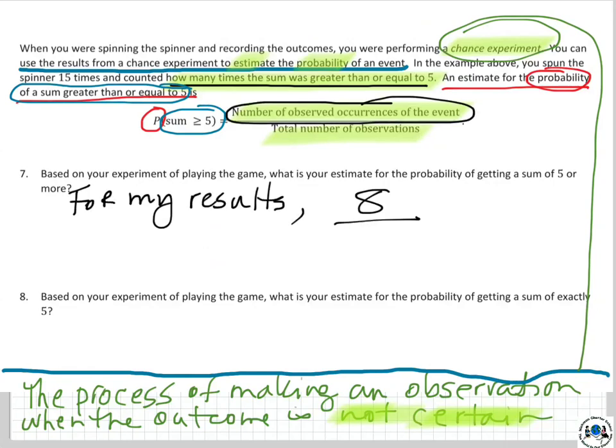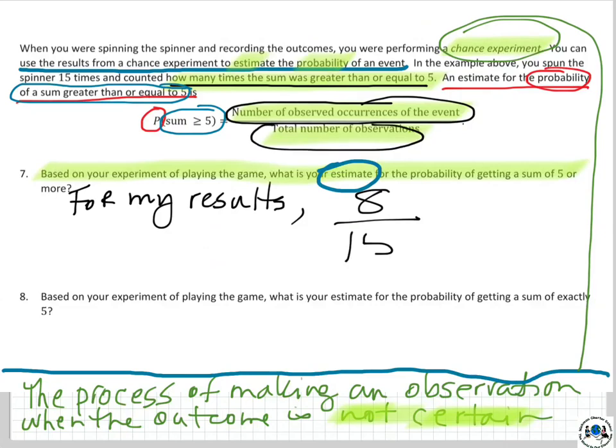So number 7 then asks you to go ahead and, for this experiment, playing this game, give your estimate. And again, they are emphasizing this idea of estimate. Based on your experiment of playing the game, what is your estimate for the probability of getting a sum of 5 or more? For my results, I would put 8 as my numerator, because that's the number of times I did spin a sum of 5 or more. And of course the total number of observations was 15. And so my probability would be 8 over 15.